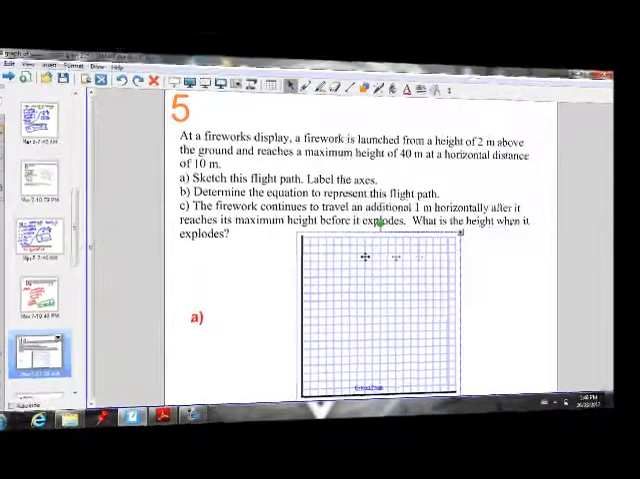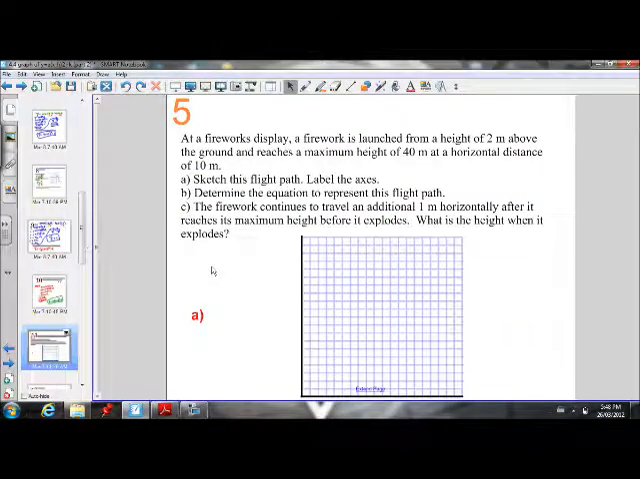Okay, so at a fireworks display, a firework is launched from a height of 2 meters above the ground and reaches a maximum height of 40 meters at a horizontal distance of 10 meters. A, sketch this flight path and label the axes.